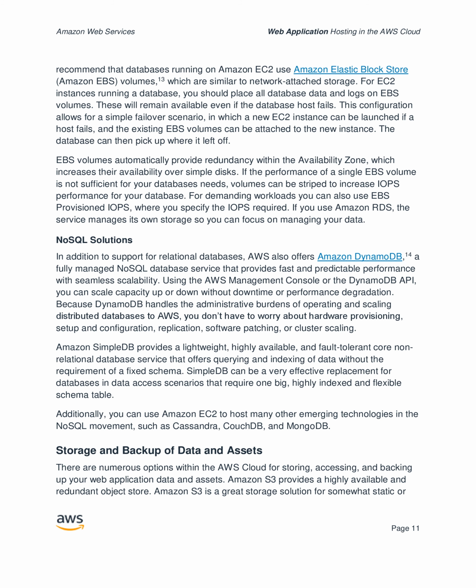EBS volumes automatically provide redundancy within the availability zone, which increases their availability over simple disks. If the performance of a single EBS volume is not sufficient for your database's needs, volumes can be striped to increase IOPS performance for your database. For demanding workloads, you can also use EBS provisioned IOPS, where you specify the IOPS required. If you use Amazon RDS, the service manages its own storage so you can focus on managing your data.